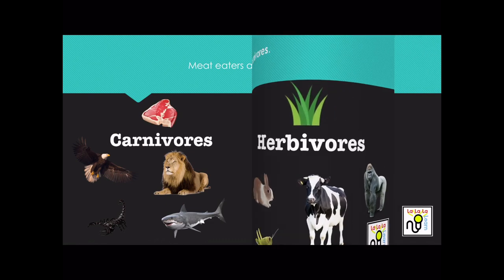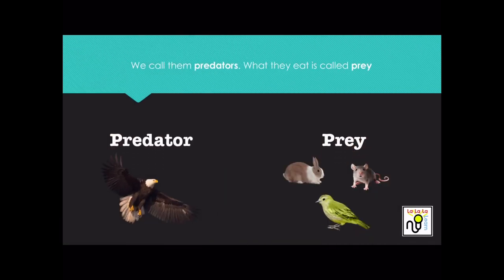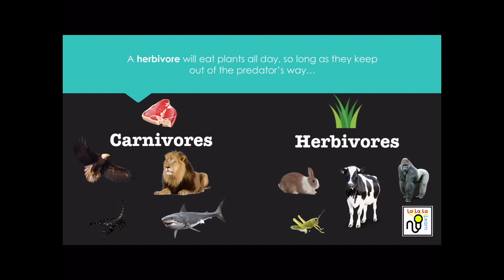Meat eaters are carnivores. We call them predators, while the eaten are called prey. A herbivore will eat plants all day, so long as they keep out of the predator's way.